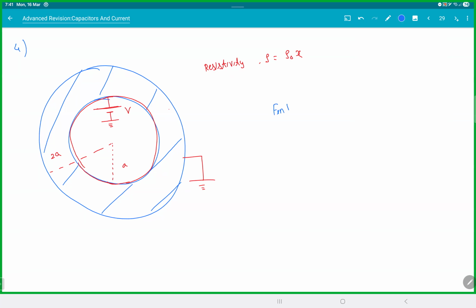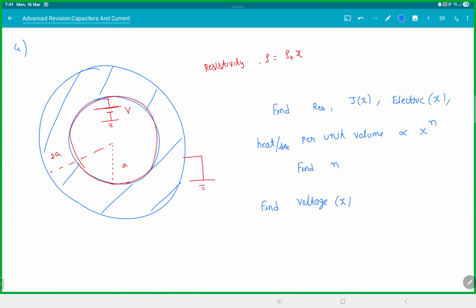Find R equivalent. Find the current density as function of x. Find the electric field as function of x. Find the heat produced per second per unit volume is proportional to x power n. Find n. Find voltage as function of x. The outer layer is grounded with 0. So the potential will go from V to 0 as you go outside. Find the voltage as function of x.